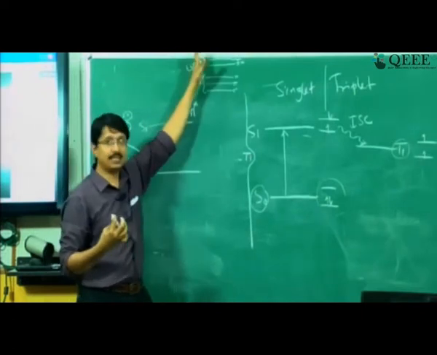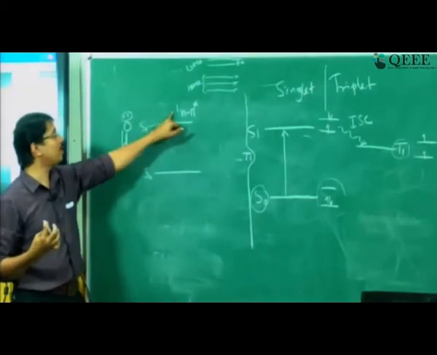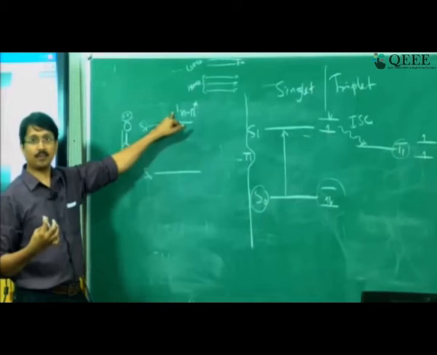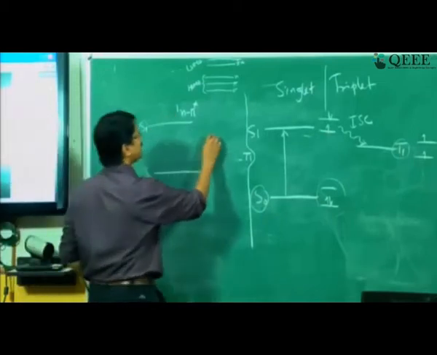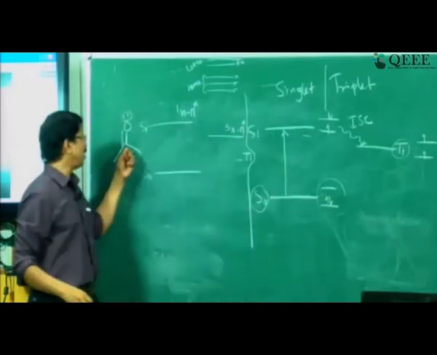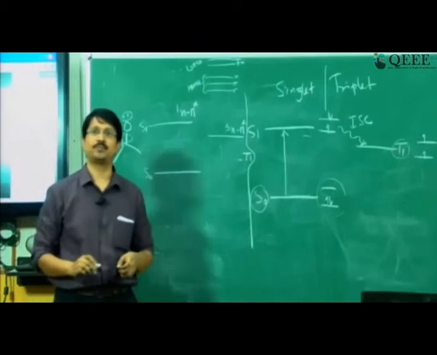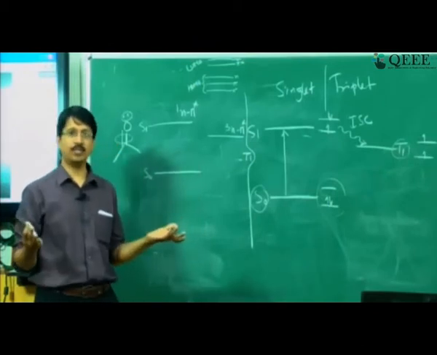So this transition happens if it is a lone pair or non-bonding electron, you call it singlet n to pi star, and it goes to a triplet, which is nothing but triplet n to pi star. So the question was, what will happen if I excite these pi electrons? And the answer is very simple.